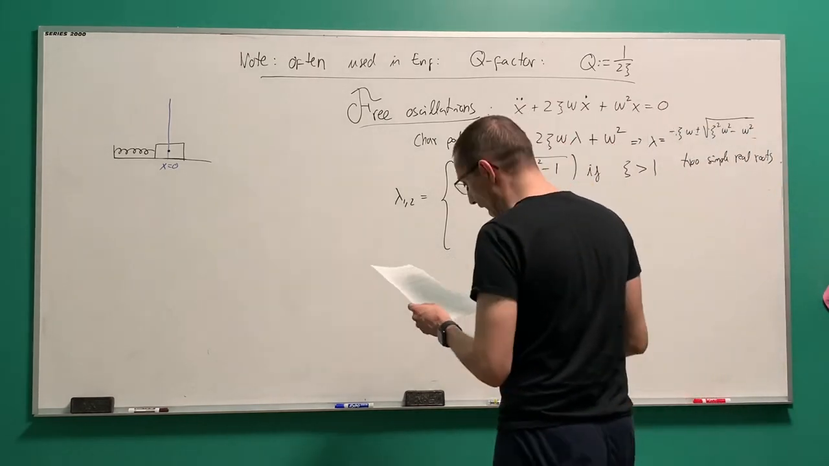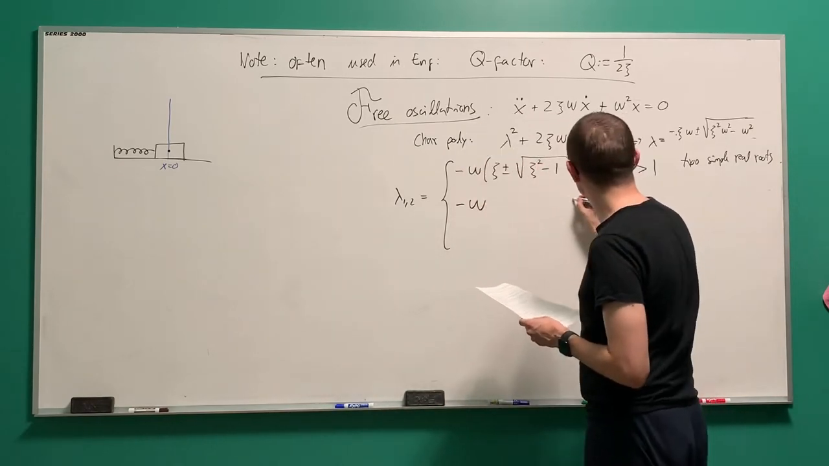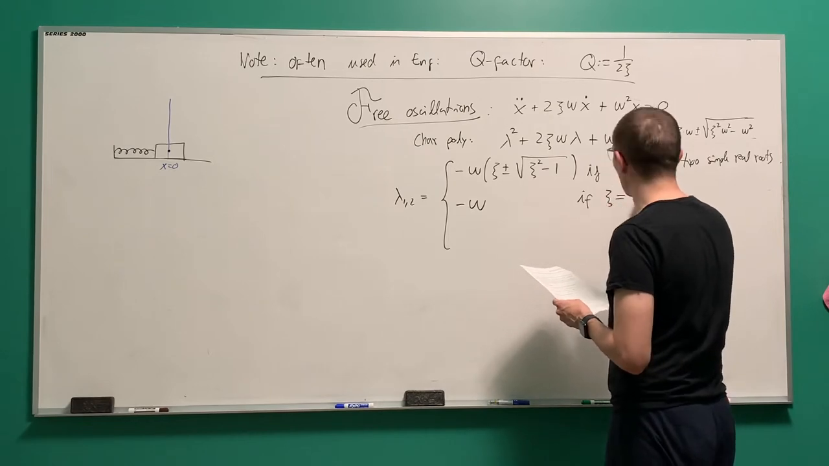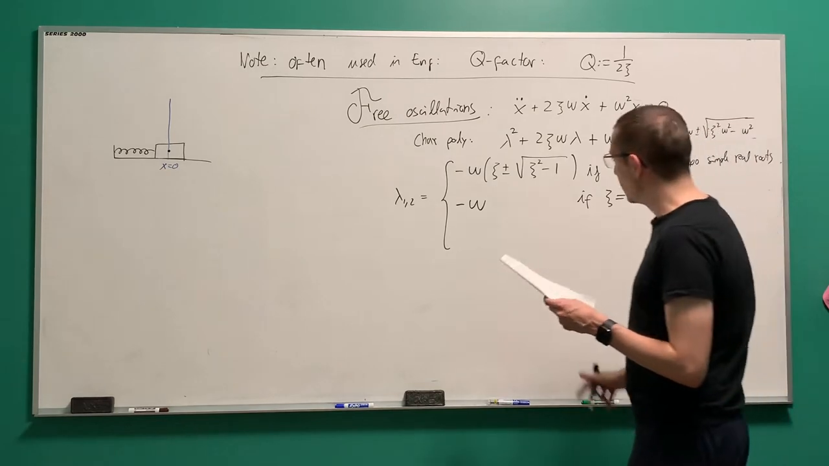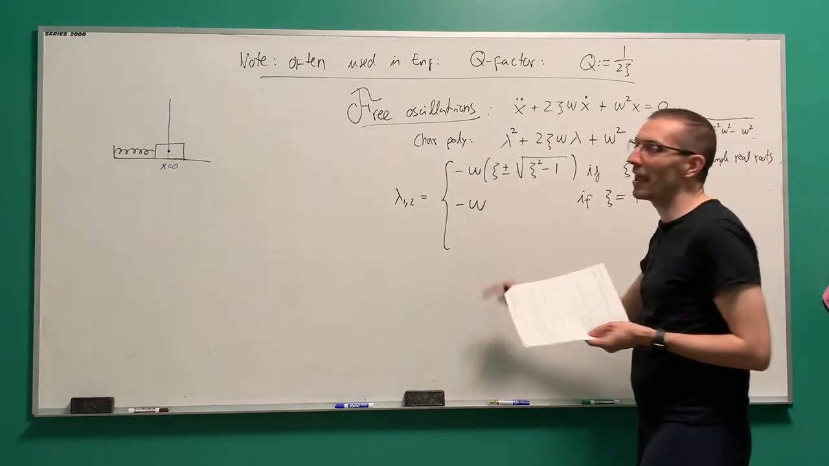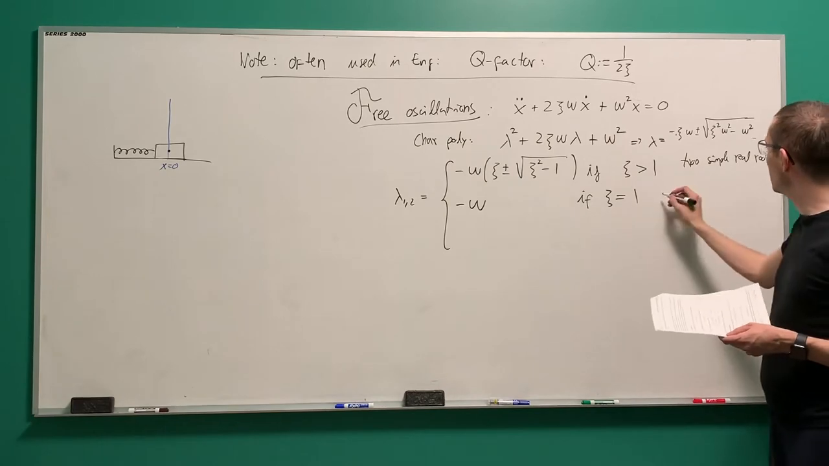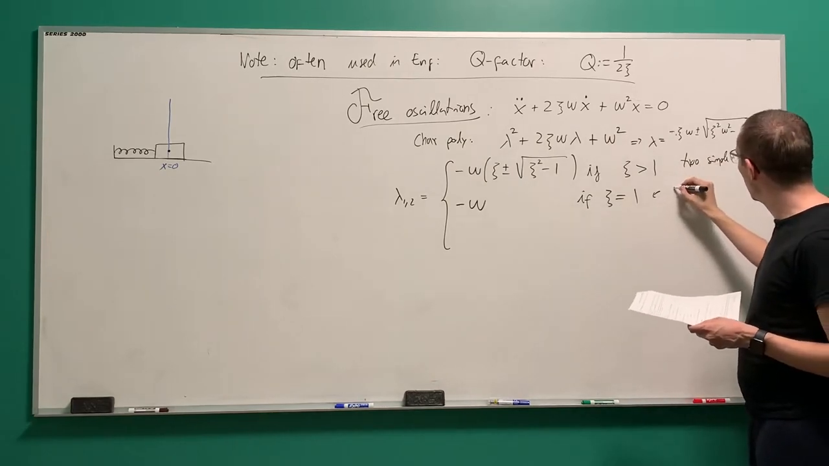Another option we could have is just minus omega, and this is if psi is exactly equal to 1. If that's the case, we have only one root, because it's minus omega psi, if you want, but psi is 1 in this case, so it's just minus omega. So in this case, we have a double real root, only one.